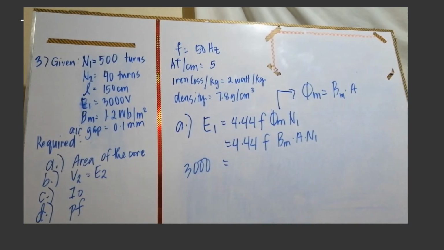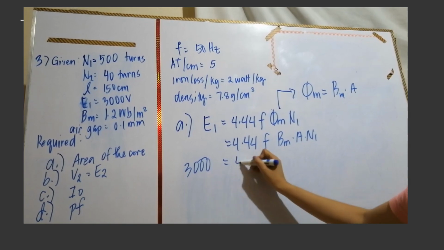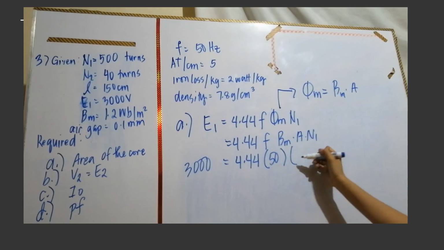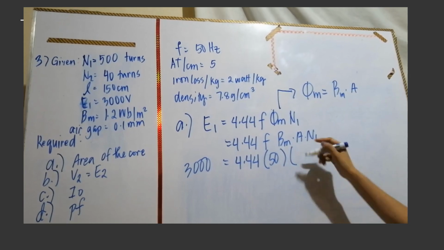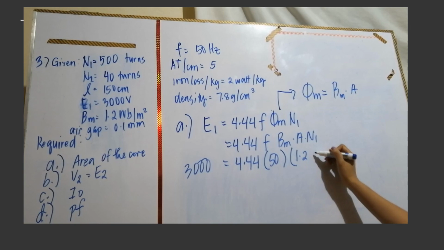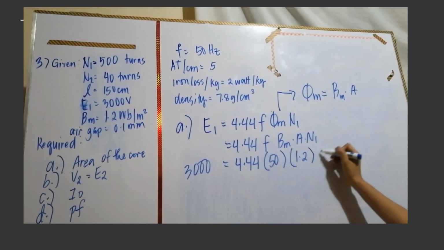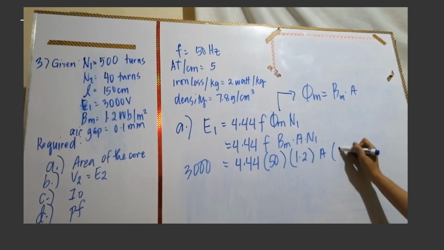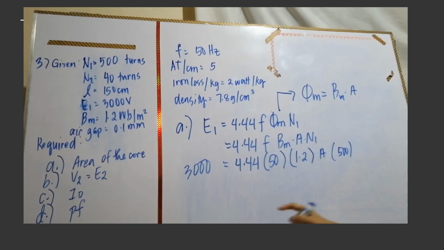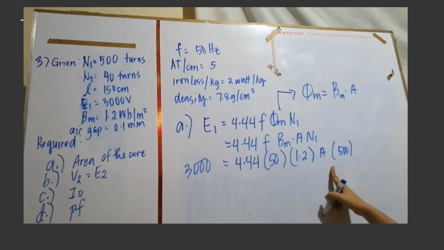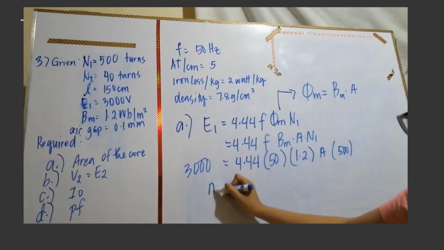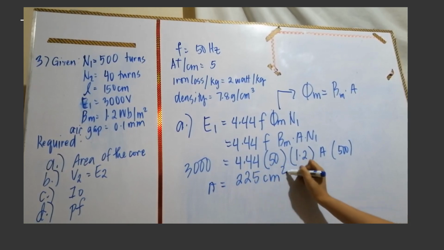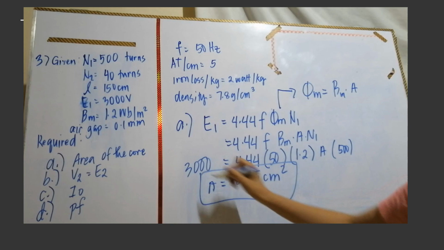So therefore, we have 3000 volts is equal to 4.44 times 50 Hertz times our maximum flux density, which is 1.2 Weber per meter square, times the area, times the number of turns in the primary, which is 500. So in this case, we can solve now for the area, which is equal to 225 centimeter square.